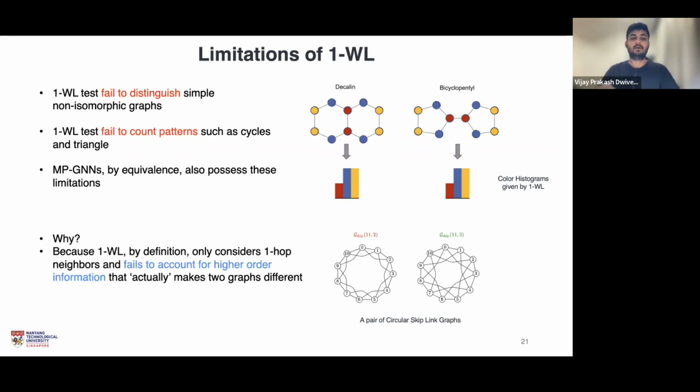At the same time, the 1WL test also fails to count patterns such as cycles and triangles. And we can imagine that detecting patterns such as cycles and triangles in graphs is very important for the applications that we do in real-time graph analytics. For example, if you see the transportation case of Google Maps, the map would never suggest you a route to cycle a particular road. If you're going from one location to another location, you would never want a route which performs a cycle, right?